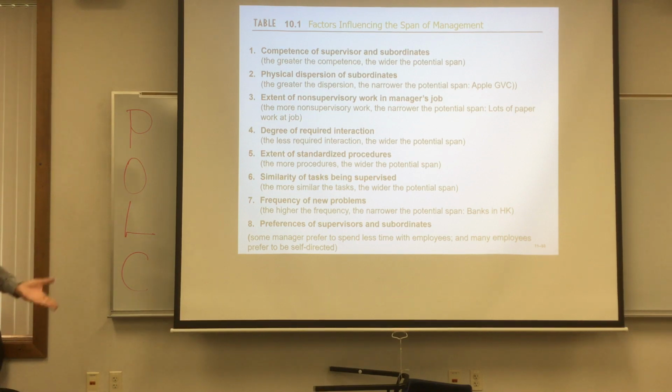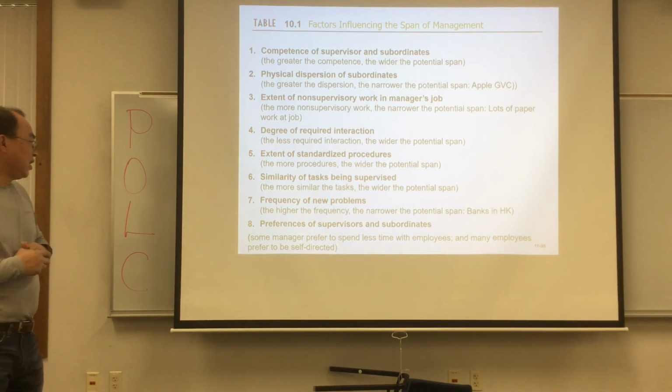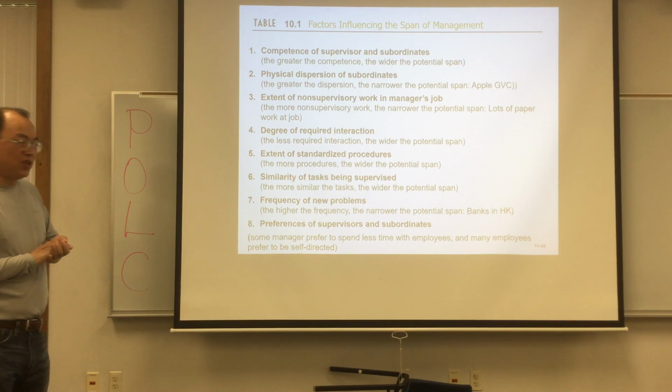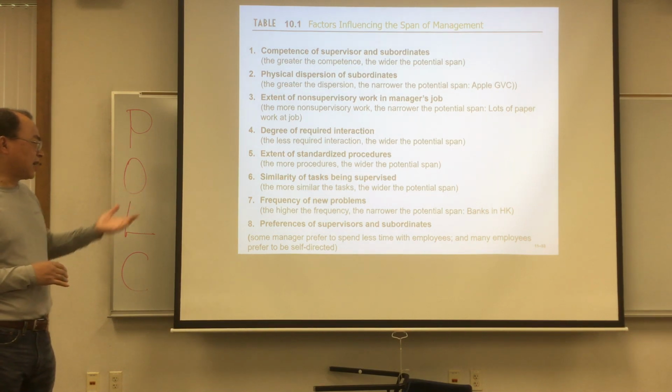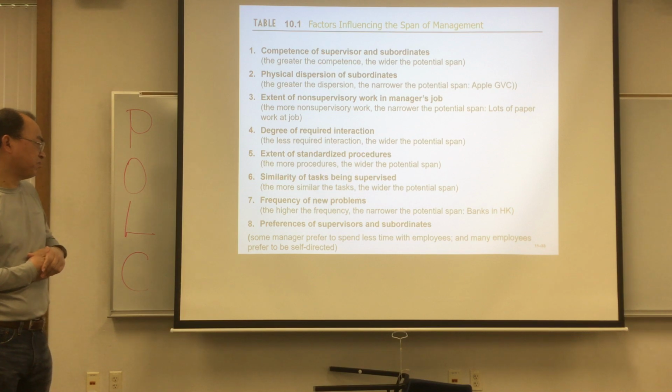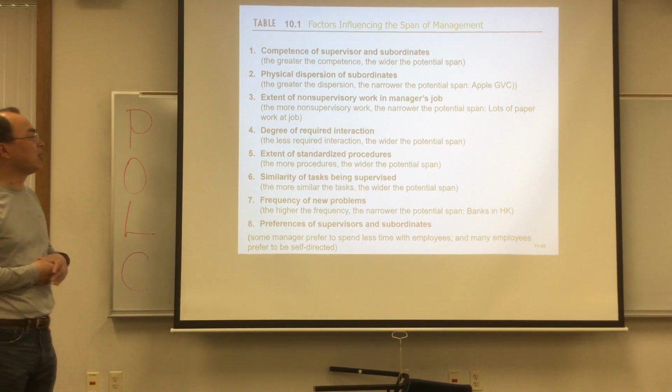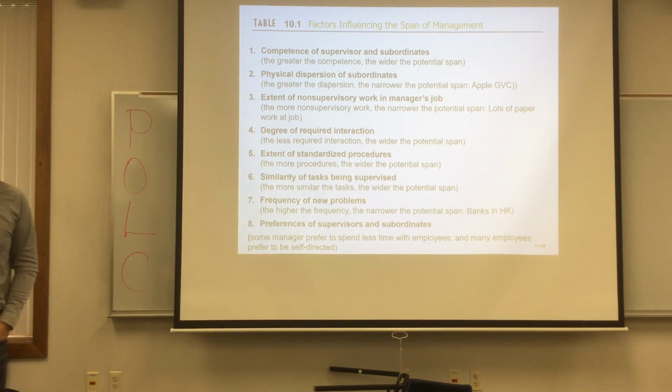Of course, nothing is free, right? So anyway, we consumers pay for the prices. And the last one is very interesting. It says preference of supervisors and subordinates. Some managers prefer to spend less time with the employees, and many employees prefer to be self-directed. That means they can manage more people. So anyway, the theory, though mostly correct, is sometimes hard to understand, but with personal experience, you understand someday, it's not the more the better. It is really about efficiency, the company's efficiency, effectiveness, okay?